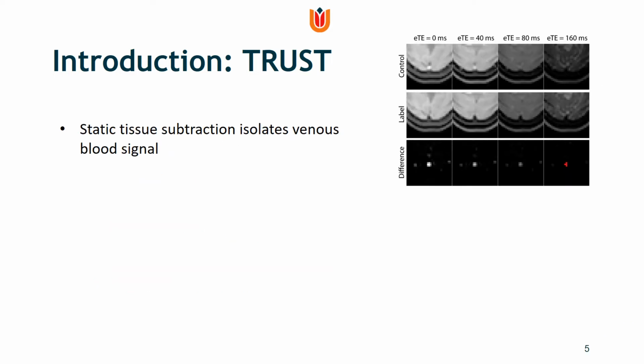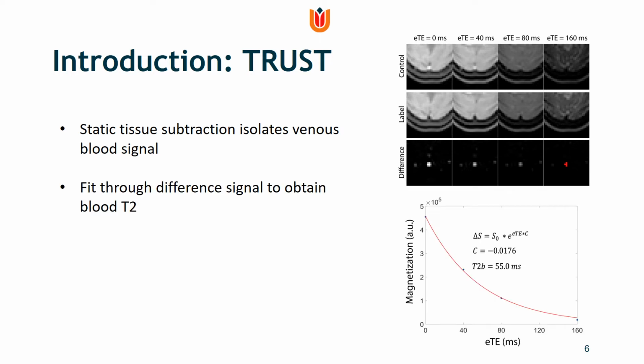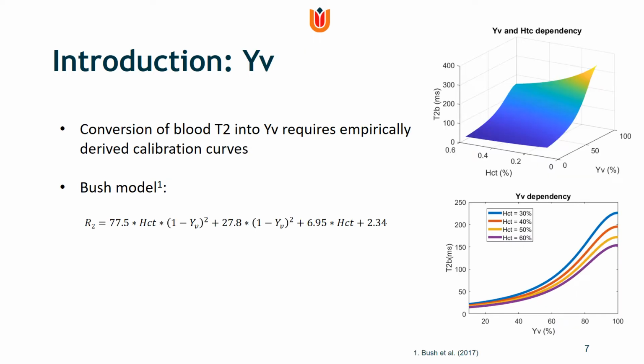If we look at a TRUST dataset, you notice that the label and control subtraction isolates the venous blood signal. And if we spatially average that signal, we can do a mono-exponential fit to obtain blood T2. To get from blood T2 to venous oxygenation, an empirically derived calibration curve is used. The model shown here is for healthy controls, and it shows the relation between T2, hematocrit and venous oxygenation.